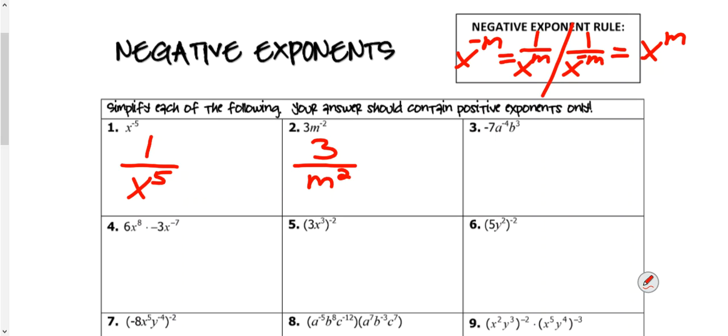Number 3, once again, that negative 7 has a positive power, so it just stays in the numerator of the fraction, as does the b to the third. And then a to the negative fourth will drop to the denominator and become a positive.